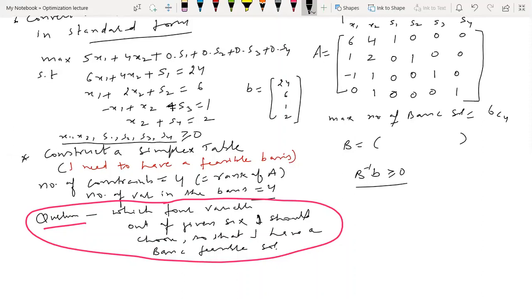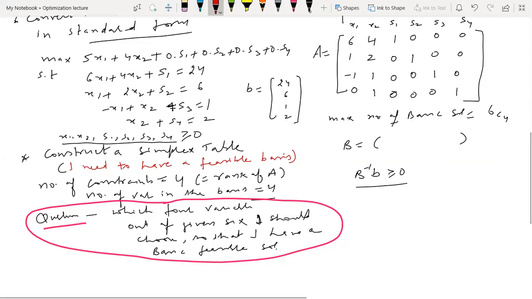How can I foresee that its inverse when multiplied with the right hand side is always giving me non-zero value? This is a difficult question to decide about my first basic solution, because once I have a basic solution, I can construct my simplex table, and then I can move on from one simplex table to another simplex table, maintaining my feasibility. Then there is no problem. But constructing the first is difficult. But in the present problem, there is no issue, right?